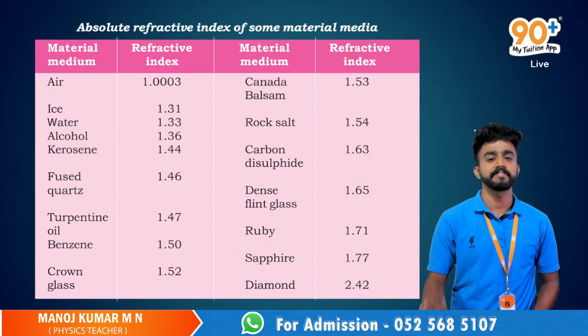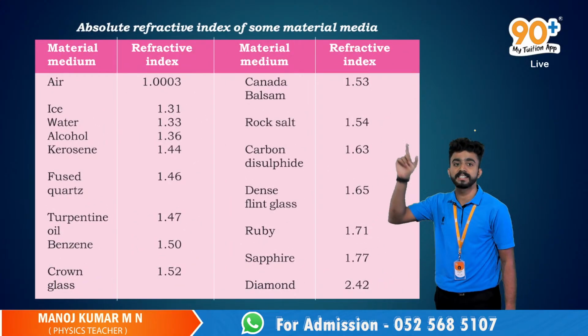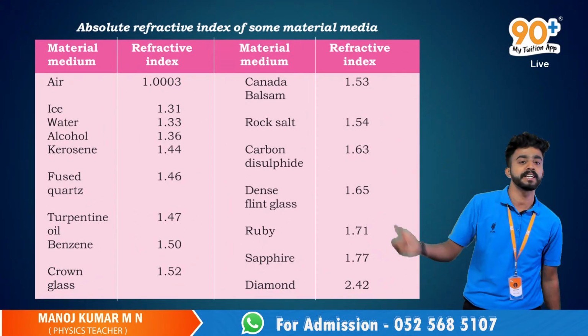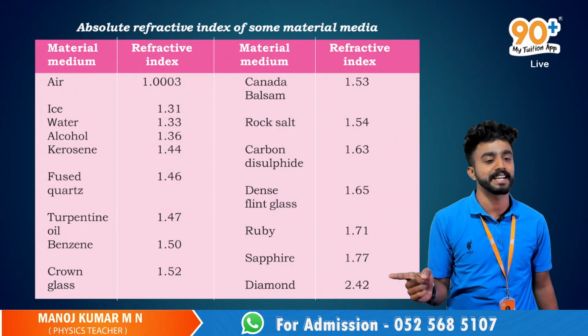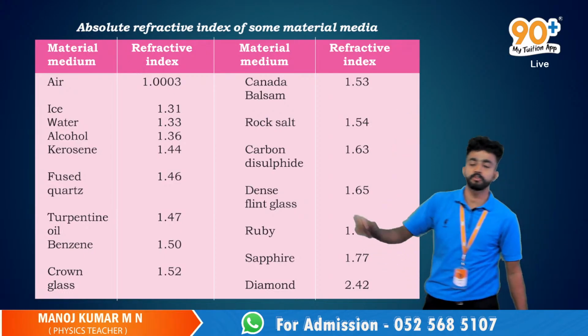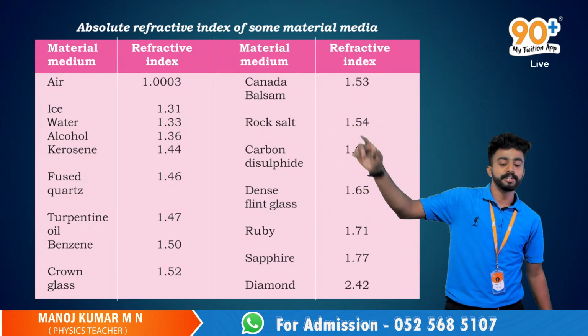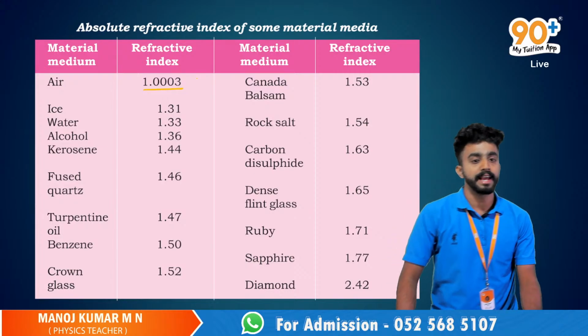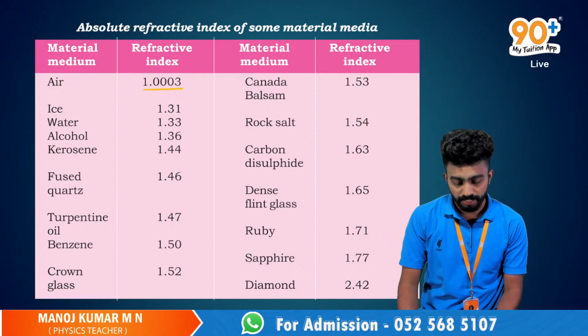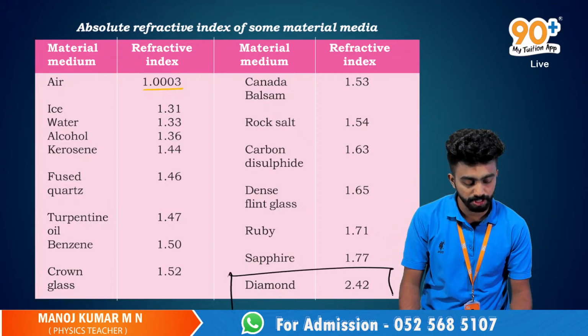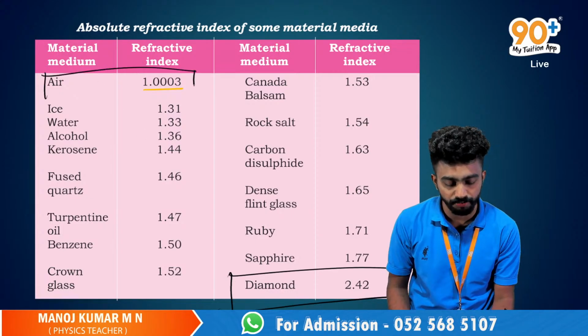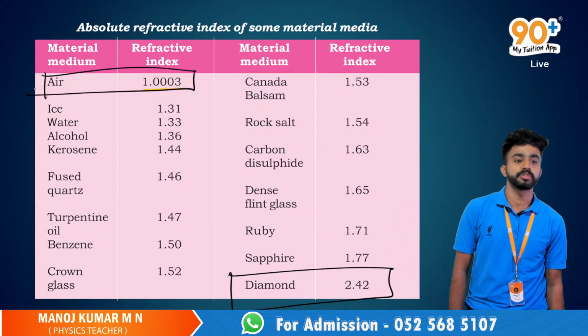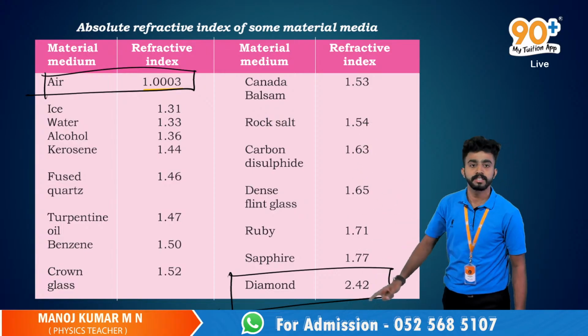In the previous session we checked out this table, that is the different material mediums which we are considering, and we considered the refractive index values of them. From the beginning we checked out air, where the value of refractive index was just 1.003, and in the case of diamond, how was it? The case of diamond was 2.42. In the case of air, it's just 1.003. So there is a big significant difference, right?